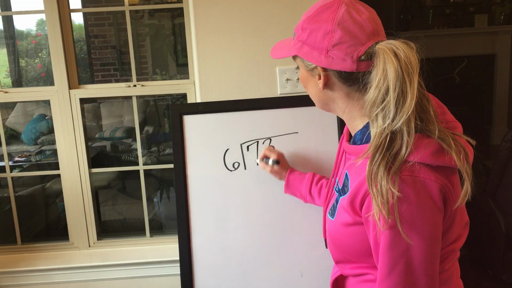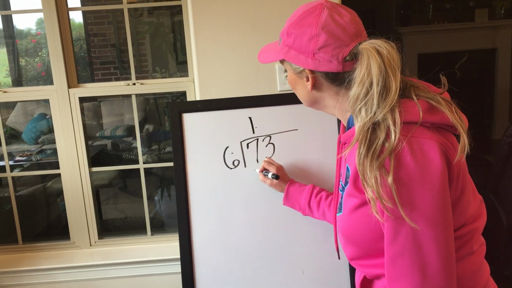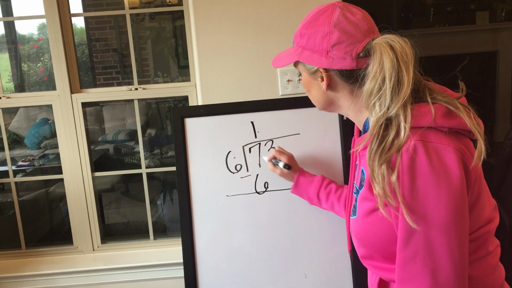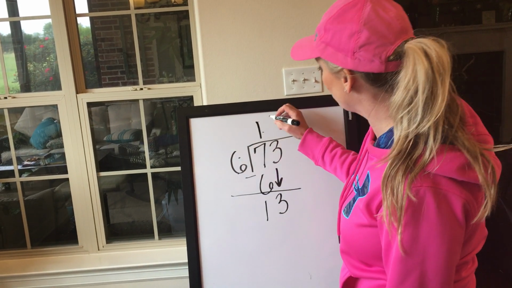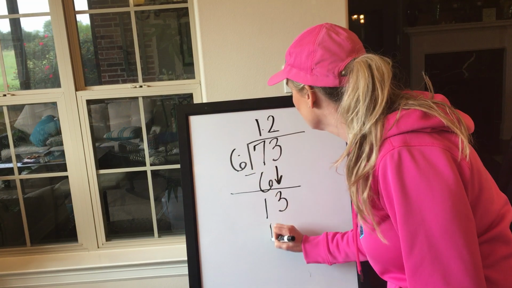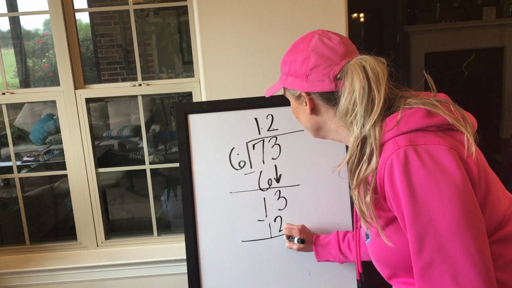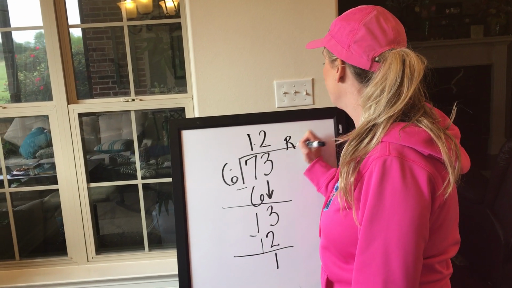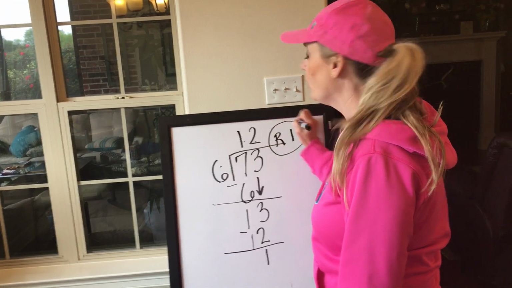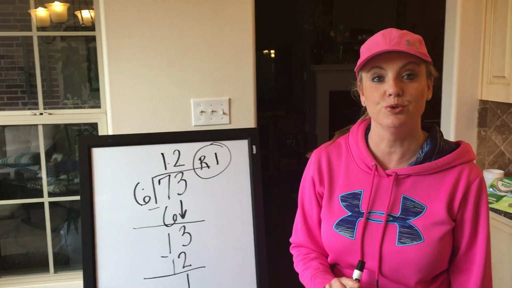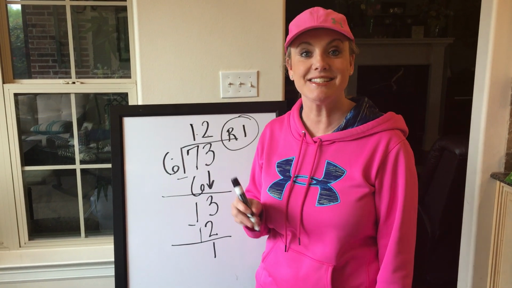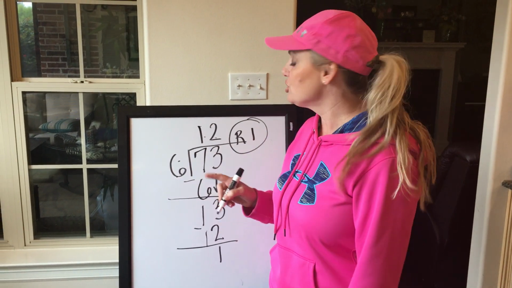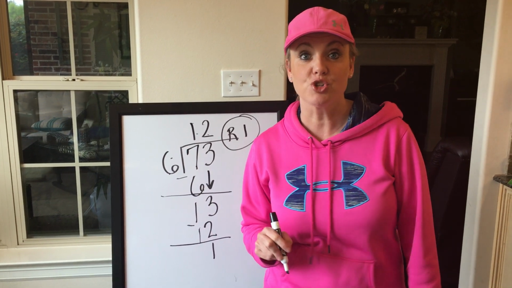So 6 can go into 7 one time. 1 times 6 is 6. Subtract, bring down. 6 times what gets me the closest to 13? That's a 12. I have 1 water that will not fit into a cooler. So that would be it's the answer rule. So we finished up interpreting remainders.